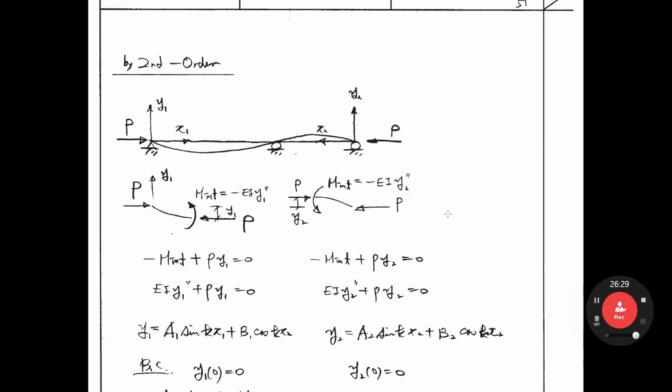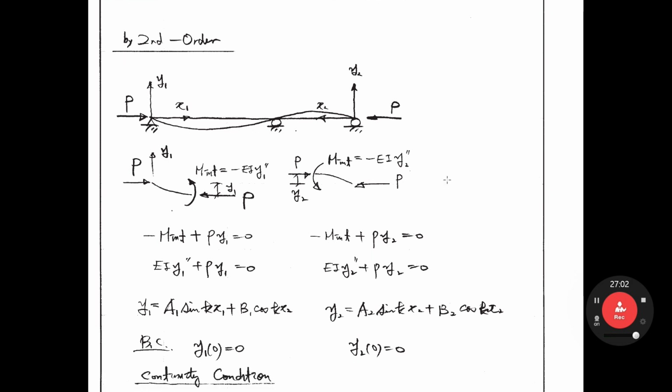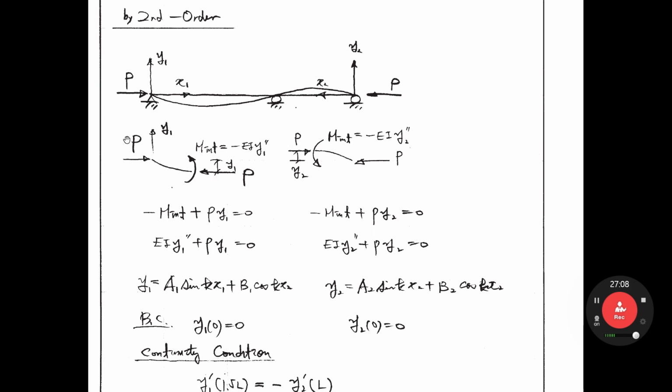Let's look at the second order procedure. Here P, the coordinate is identical. Then a free body diagram like this. M internal is minus EI y2 prime. Why? This one is again minus EI y2 prime. So now using the second order method, solve the same problem. Establish the equilibrium, then minus M internal plus P y equals 0. This one is minus M internal P y2 equals 0. And then you can rewrite the equation like this.